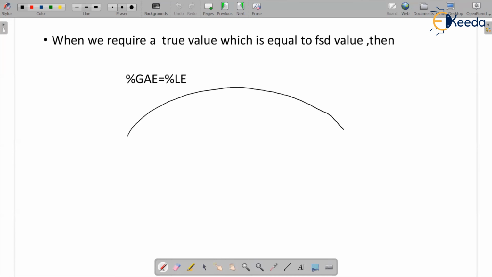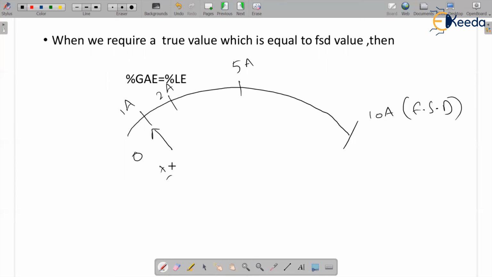So I would like to conclude on the same. This is my 0 to 10 ampere scale, and this is my FSD value. Here I may take 5 amperes, here 2 amperes, here 1 ampere. While calculating here, I get plus or minus 10% limiting error; here, plus or minus 5%; here, plus or minus 2%; and here, plus or minus 1%.